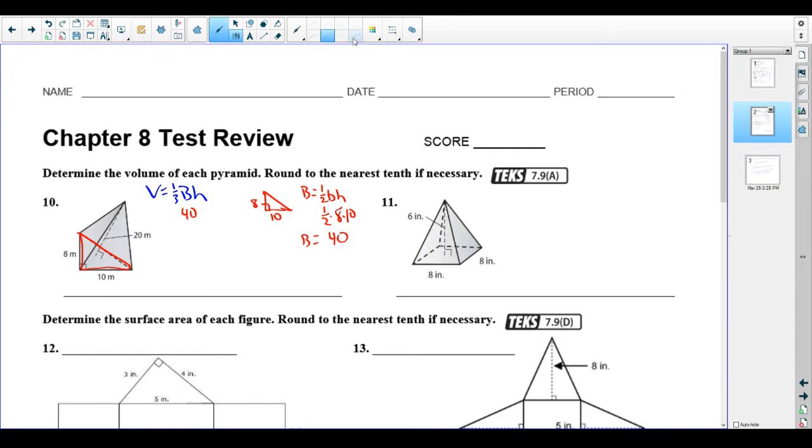The height of the whole thing, so the number here from bottom to top, that's 20. And then it's going to be 1/3 of that. So again, neither of these we can divide by 3. We're just going to say what's 40 times 20? That is 800.